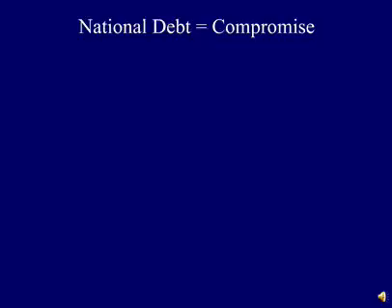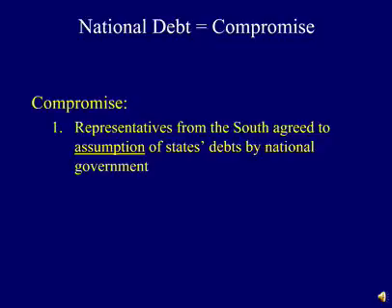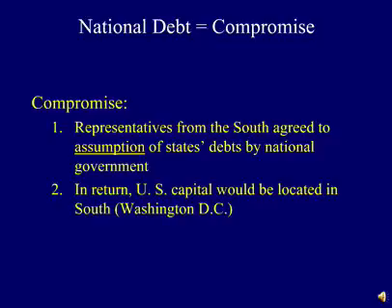Representatives from several southern states did not support assumption of state debt. They'd already paid theirs off and didn't want to fund the debts of other states. But they did want the nation's capital to be located in the South. So, they agreed to assumption in return for placing the new permanent location for the nation's capital in the South along the Potomac River in what is now Washington, D.C.